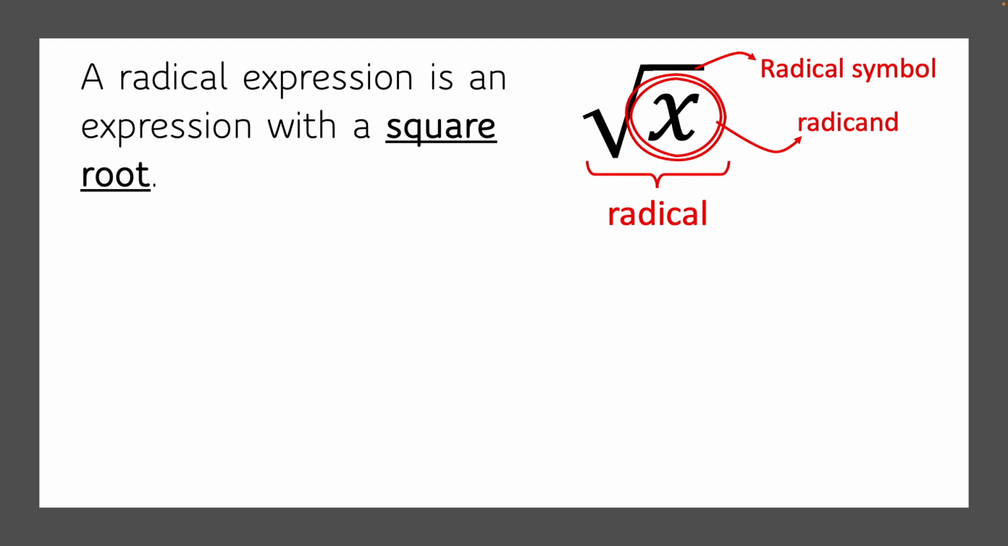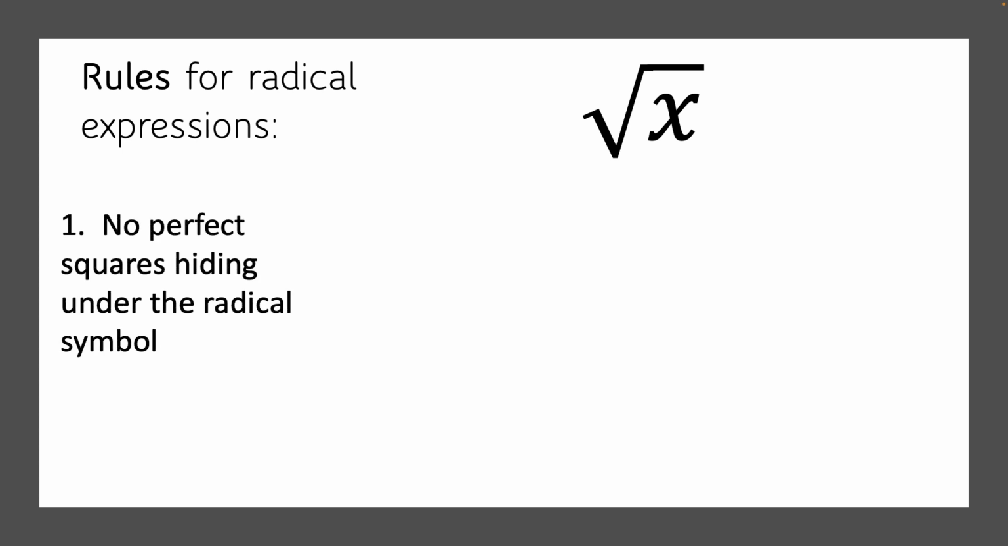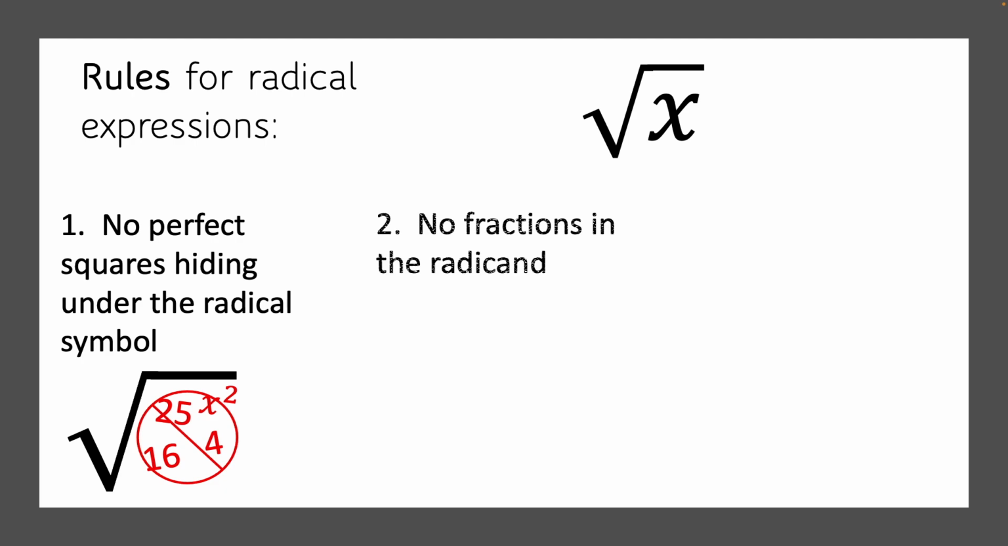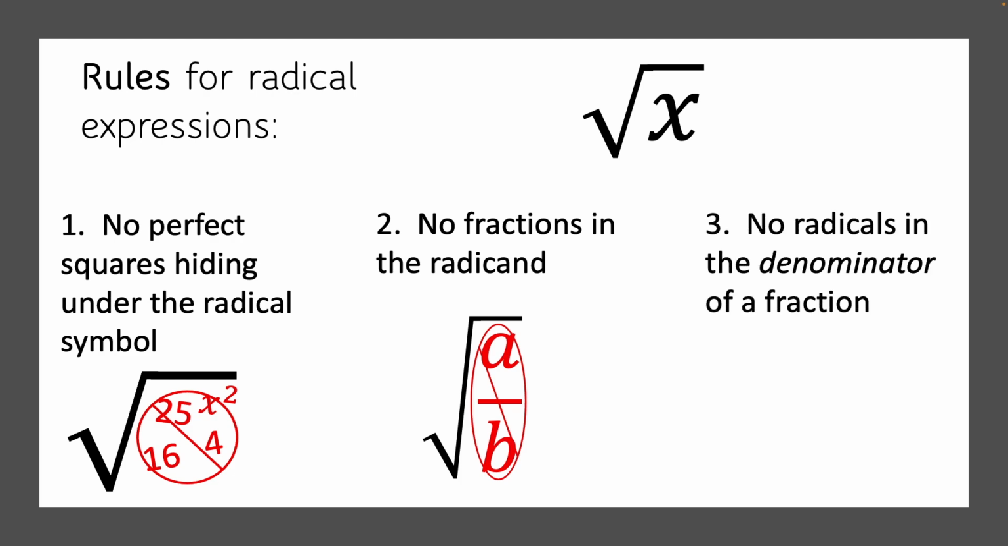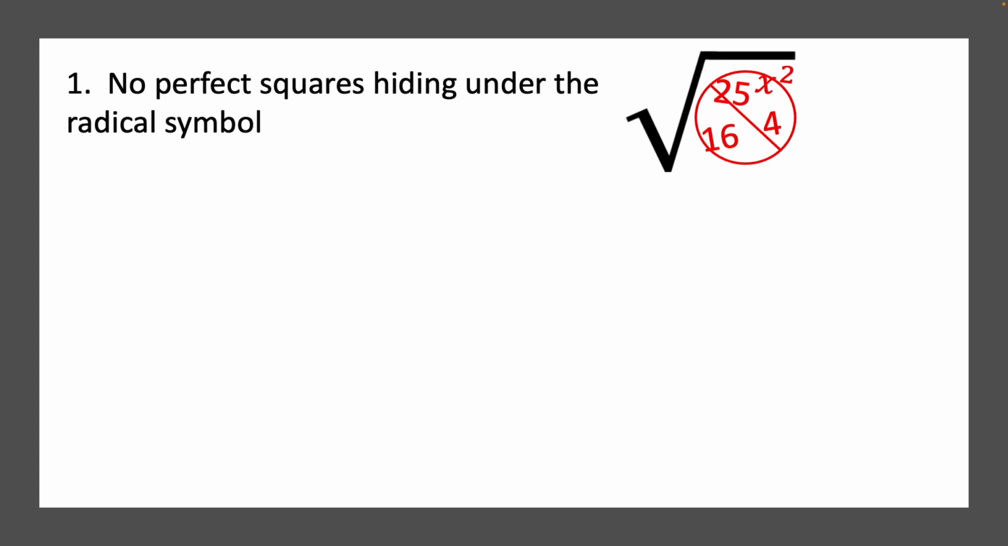And with these radical expressions come some rules that we have to be aware of. Rule number 1, no perfect squares hiding under the radical symbol. So you'll see here 25, x squared, 16, 4. I've got them all just jumbled up under there, but that's just to show you that you cannot have those hiding underneath the radical. Rule number 2, no fractions in the radicand. And rule number 3, no radicals in the denominator of a fraction. In this video, we're going to just work through rule number 1, no perfect squares hiding under the radical symbol.